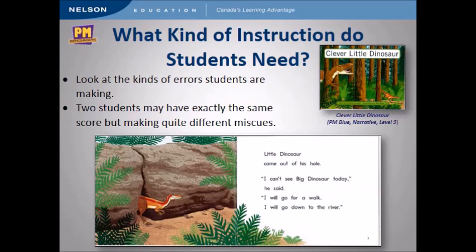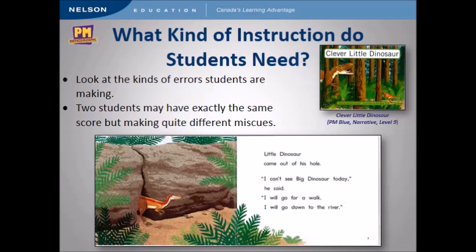So we really want to find out two things when we are looking at the student record form. One, what level of instruction or text do they need? And that's fairly easy to figure out, as we looked at in the last few slides. The second thing we really want to look at is what kind of instruction do they need? So we really want to look at the kinds of errors the student's making. So are they making meaning errors, visual errors, or structural errors? And we need to note that two students might have exactly the same score. In other words, they might need the same level of text, but the things we're doing for instruction for those students may be very different.